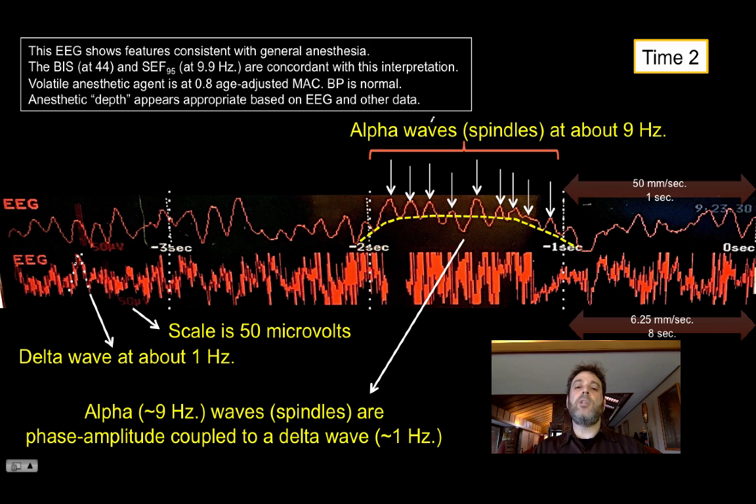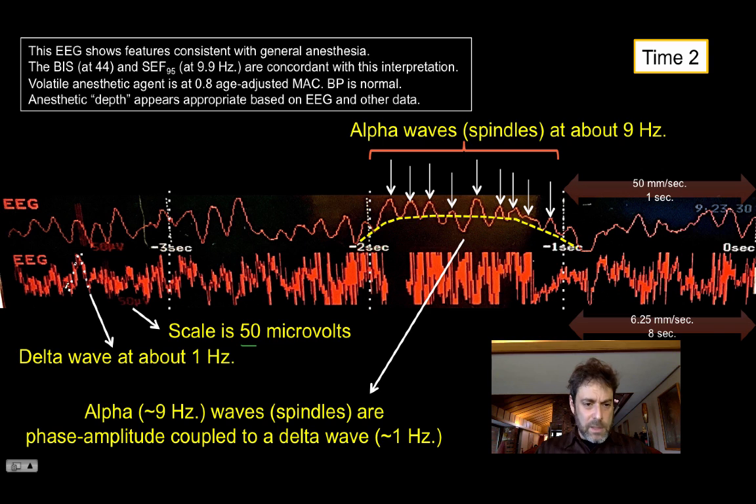But let's look at the EEG. How did the EEG change? So important changes in the EEG. This is the same person at time 2. And what I want to point out is the scale now is 50 microvolts. I think it was 100 before. So some of our waves are going off scale here, but that is allowing us to appreciate the spindles better.